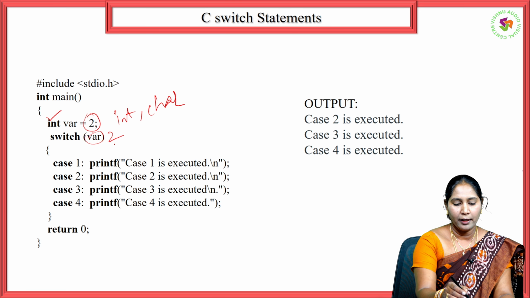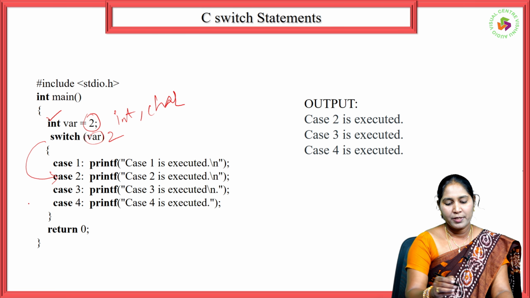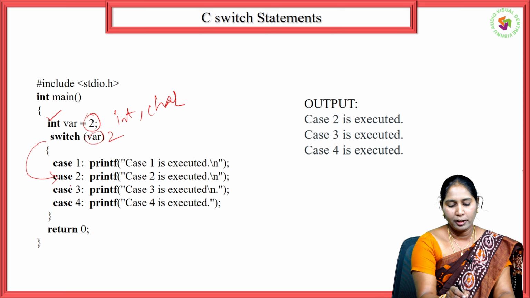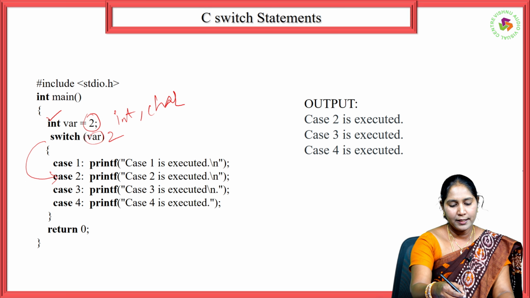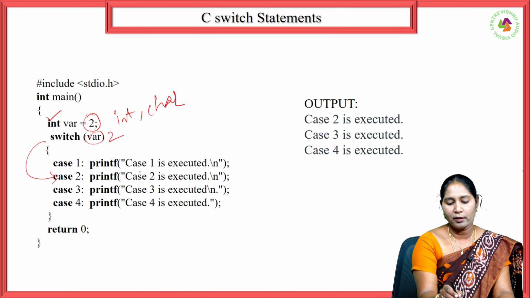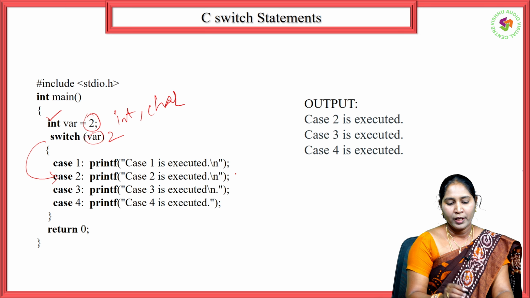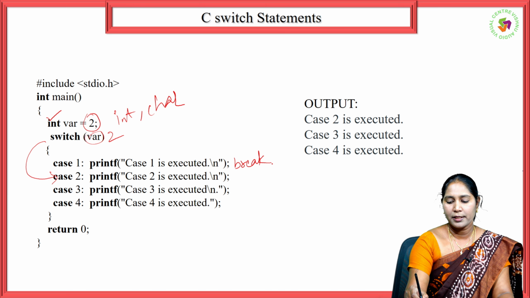That means the compiler will directly come to the second case. From the second case, it will be printing that case 2 is executed. So how many cases have I used here? 4 different cases. As I'm taking case 1 here, I'm printing that case 1 is executed. But what is the criteria we have to follow here? We need to make use of the break statement.